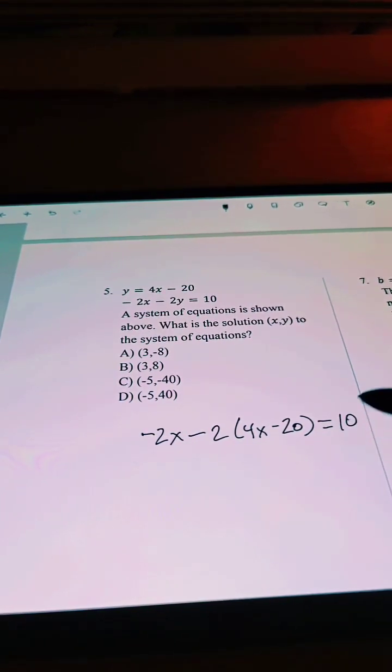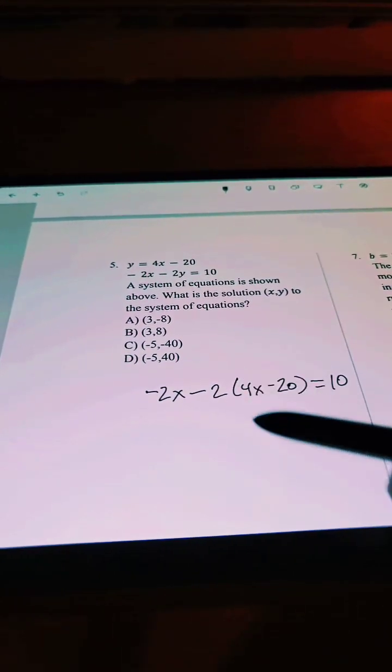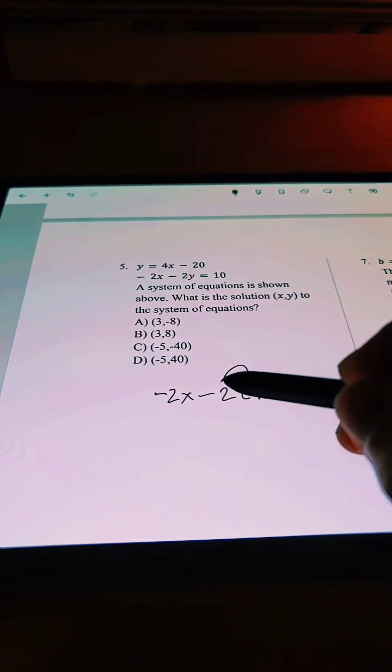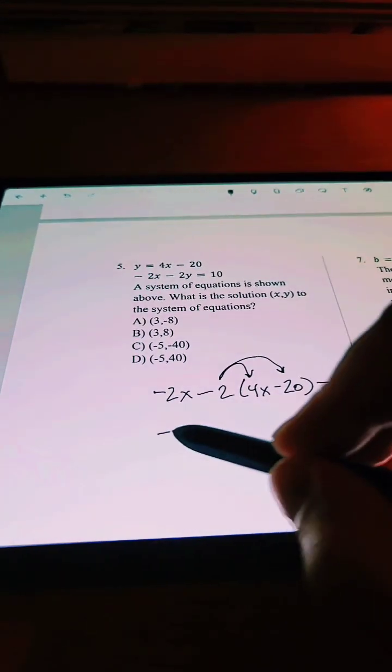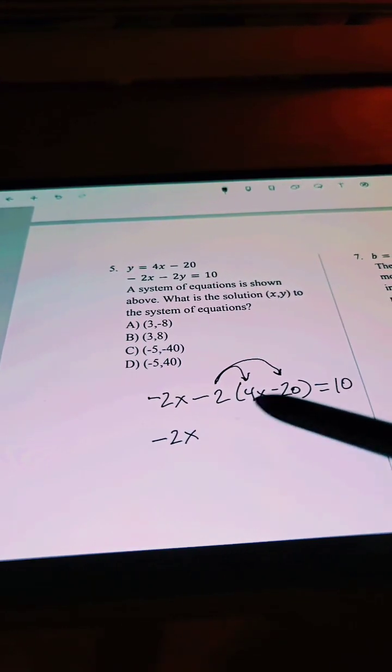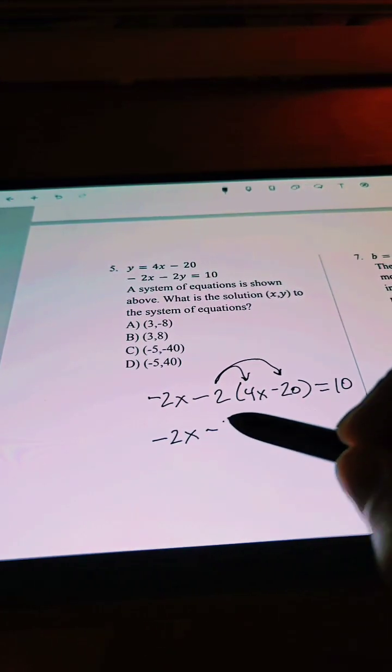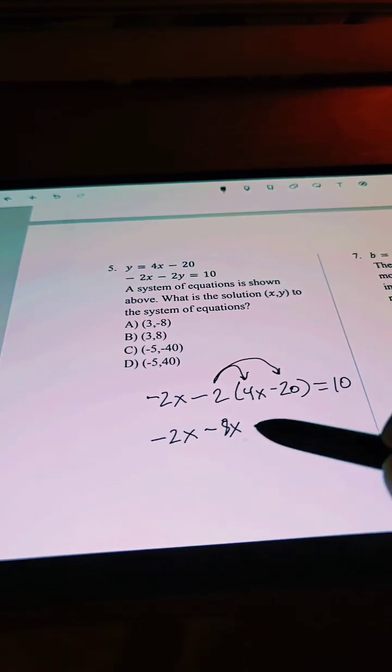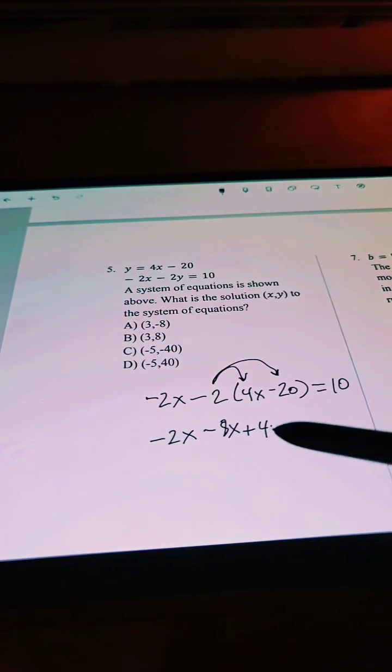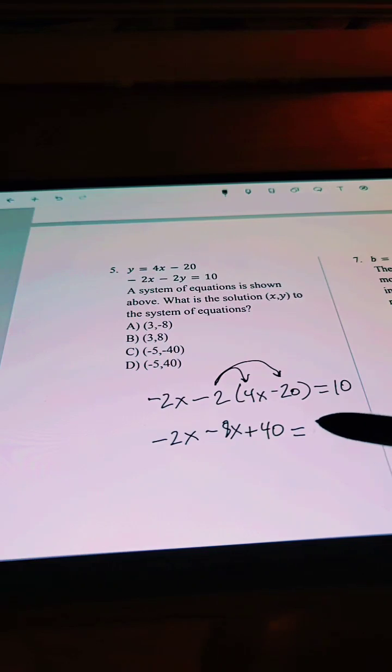And then that's going to equal 10. Now I just have to distribute right here. So I'm going to copy down negative 2x. And then I'm going to say negative 2 times 4x is negative 8x. Negative 2 times negative 20 is going to be plus 40. And then that's going to equal 10.